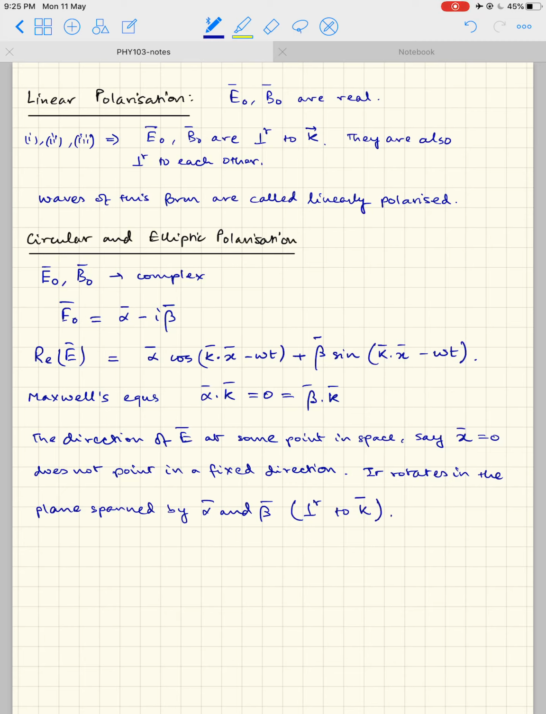And obviously you can understand that when k is the direction of motion, then alpha and beta will span a plane which is perpendicular to it, and so this is going to change out there. Let's look at a special case.